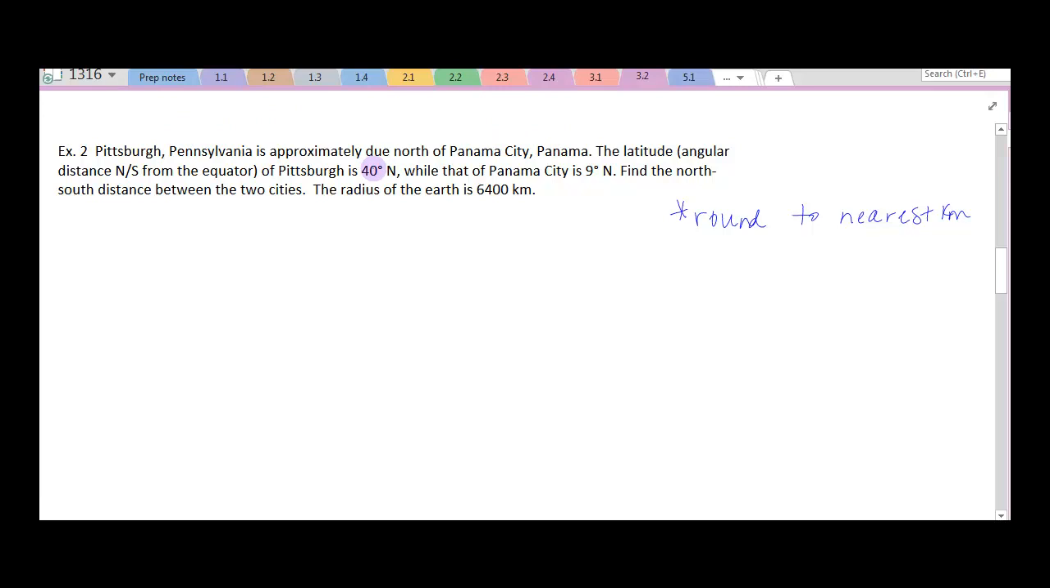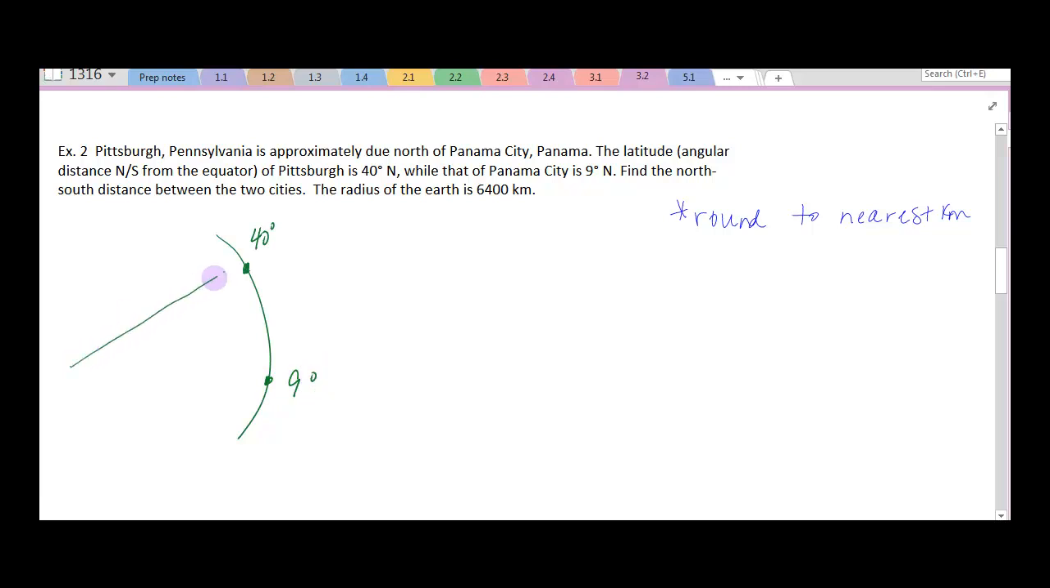And we're told that Pittsburgh has a latitude of 40 degrees north, while Panama City has a latitude of 9 degrees north. What I'm being asked to find is the distance between these two cities. So let's start by drawing a picture of what we have represented. The earth is round, and so if we take that into consideration, I have Pittsburgh up here, which is 40 degrees north. I have Panama City, which would be somewhere down here, 9 degrees north.